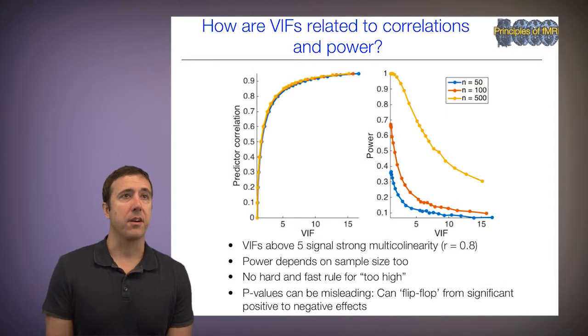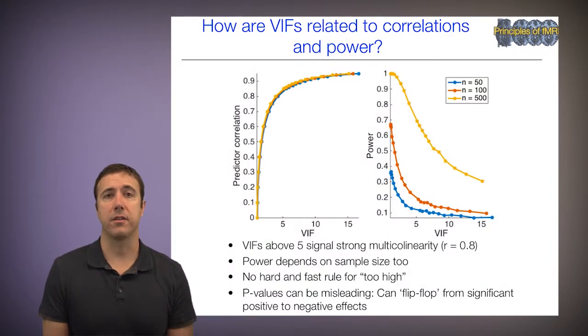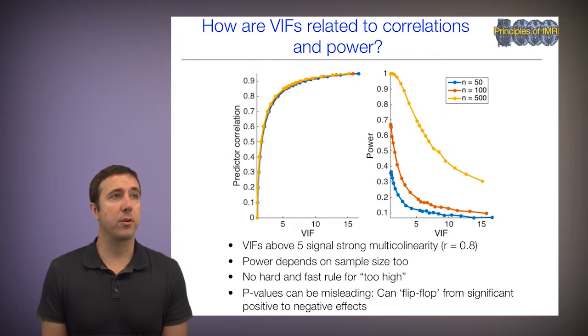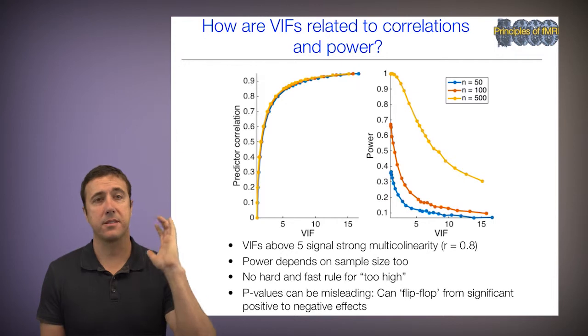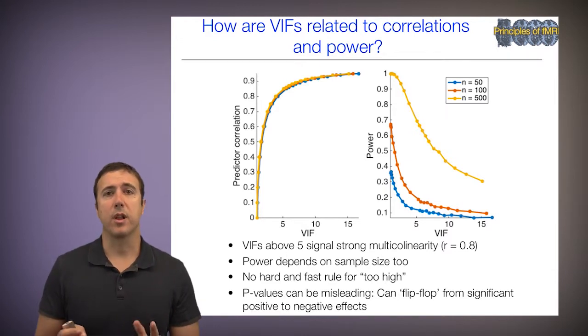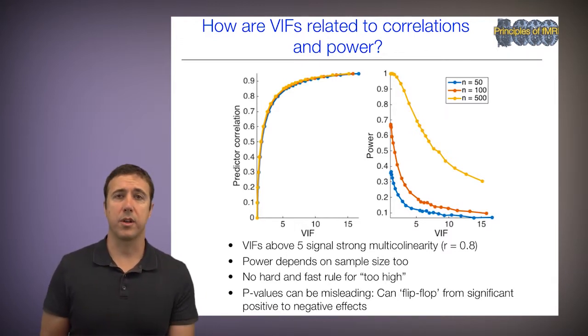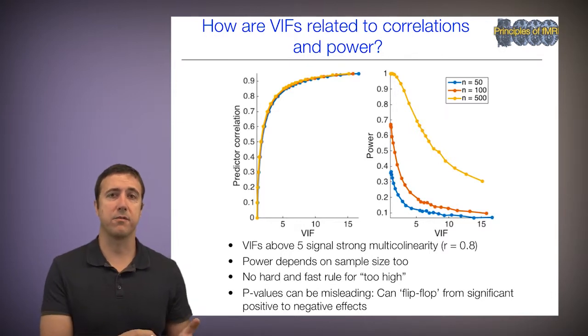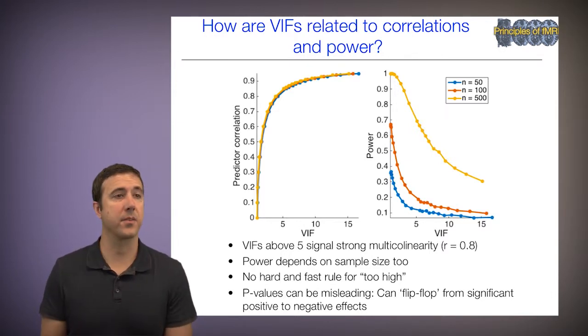So how are variance inflation factors related to correlations in the design matrix, R values, and power? This is a plot of a simulation that shows you some of these relationships. As you can see on the left here, for sample sizes of 50, 100, 500, they're all the same. As the predictor correlation goes up above 0.8, about 0.9, the variance inflation factor hits 5 and above. So a correlation of 0.9 corresponds to a variance inflation factor of close to 10, and a correlation between predictors of 0.8 corresponds to a variance inflation factor of about 5.